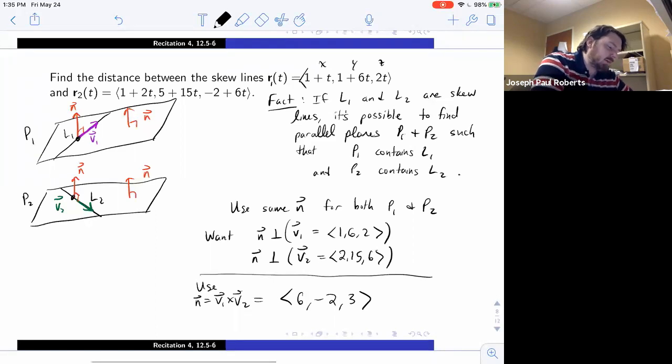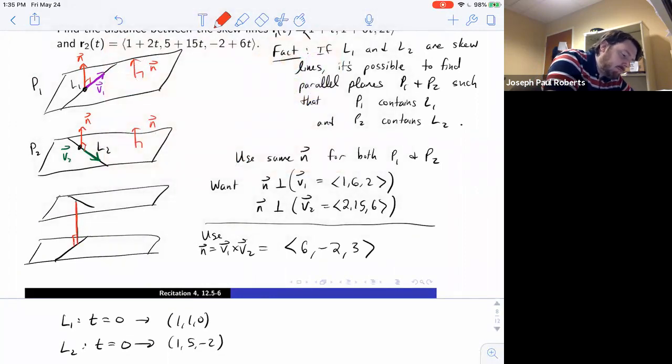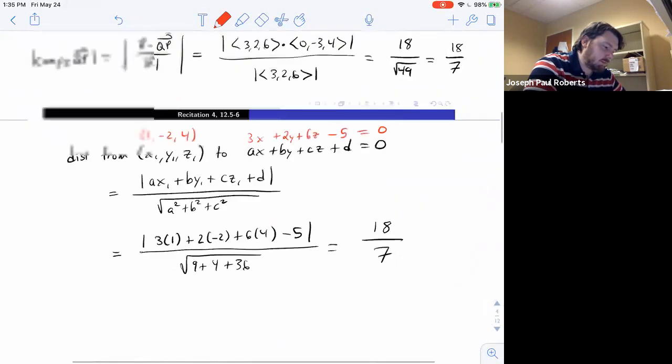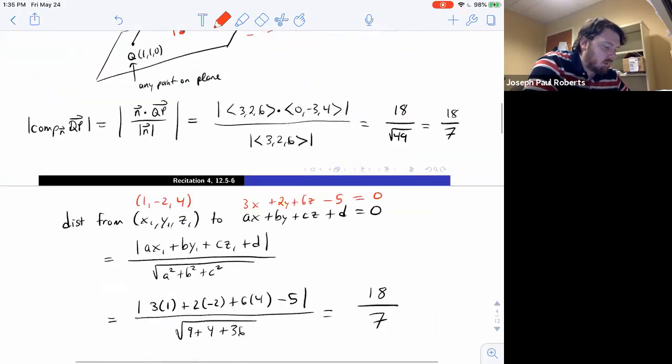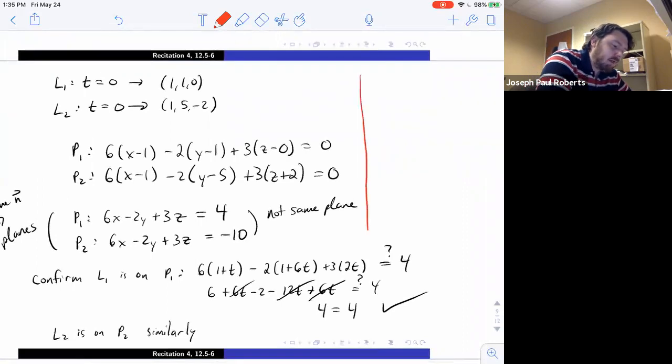And so now the last thing to convince ourselves of is that the distance between these skew lines is simply going to be the distance between these parallel planes. That the closest those lines ever get to each other is going to be the same distance as how far away those planes are. So essentially that's what you do. For skew lines, you find parallel planes containing the lines, then find the distance between the parallel planes. So, and then that further reduces to distance from point to plane.